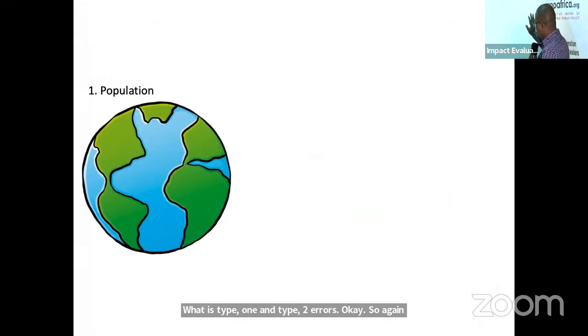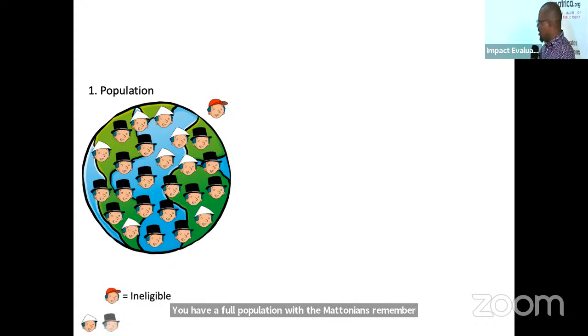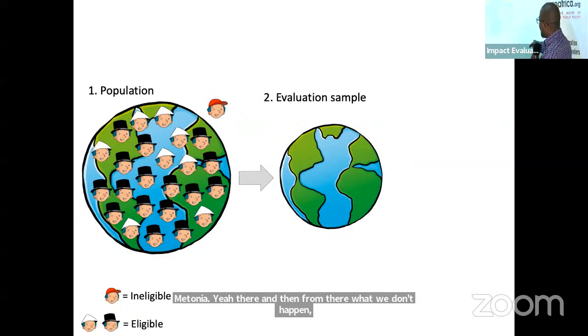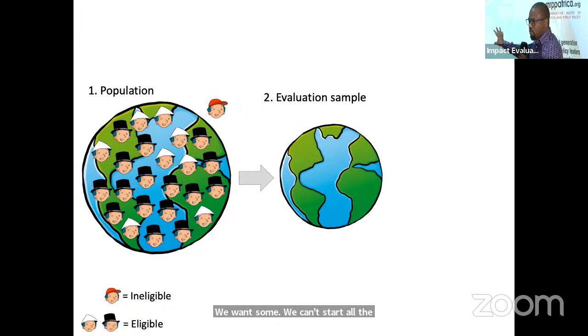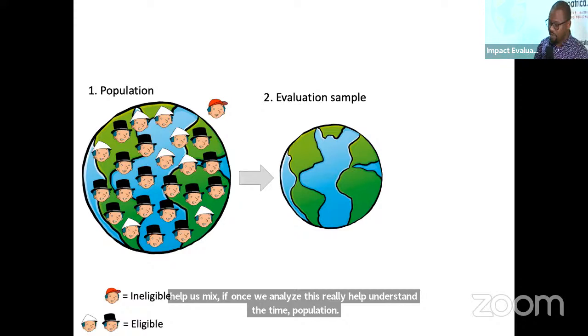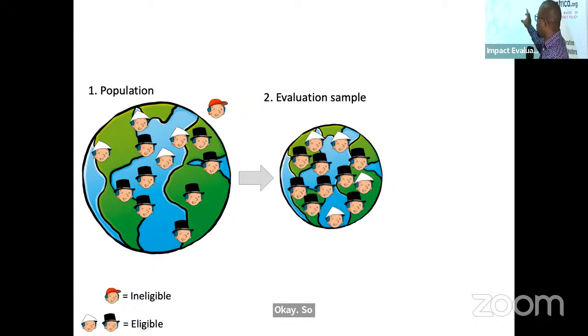So again, I repeated this slide. You have a full population with the Matonyas. You remember our friends the Matonyas? They are there, and then from there, what happened? We want to draw an evaluation sample. We can't study all the Matonyas in the economy because there are many. But we all know that a sample of these Matonyas will help us, once we analyze it, to understand the entire population, right? That's exactly why household surveys are done, okay? So we have a few Matonyas who are randomly selected into the evaluation sample.